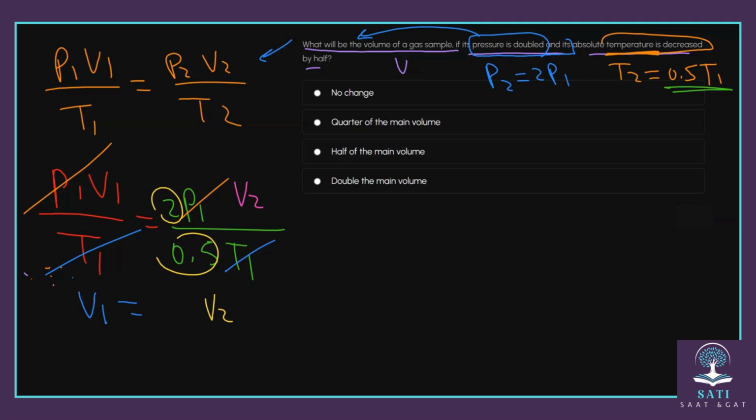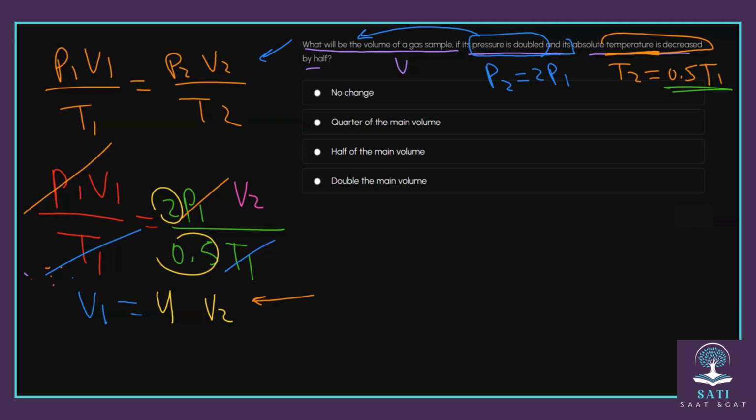That means, how many halves are in 2? There are 4. So now V1 equals 4 times V2. This is what I get. So V1 equals 4 times V2. But is the question asking for V1 or V2? The question is asking for V2.